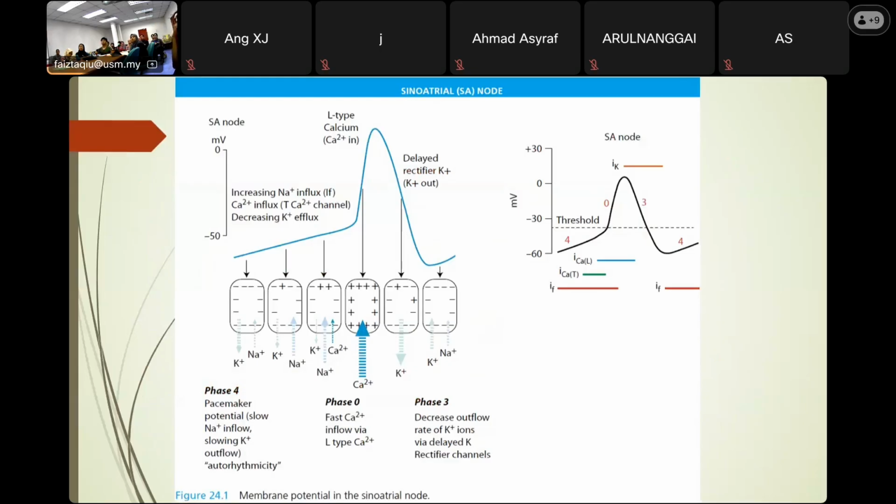In this infographic, you can see the different phases and which ions are involved. So remember, A shape, 4, 0, 3. Phase 4 is the transient increase. Phase 0 is the depolarization and phase 3 is the repolarization. In phase 4, there's a slow sodium inflow and a slow potassium outflow. This is where the pacemaker potential of autorhythmicity is involved. Phase 0 involves calcium influx, and phase 3 is the increased outflow of potassium by the rectifier channels.